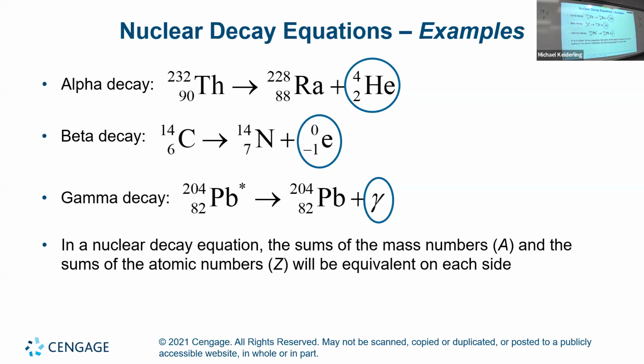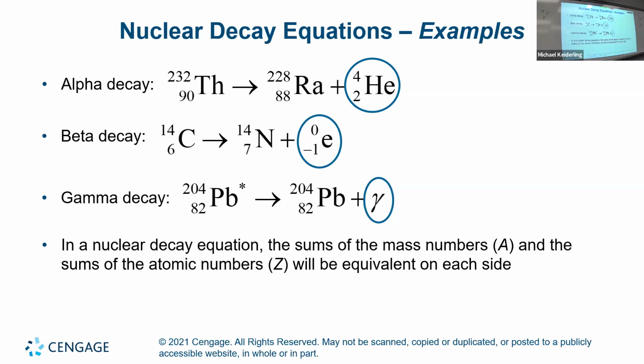You can then also have beta decay. That's what carbon-14 does. So carbon-14 changes into nitrogen-14, converting one of its neutrons into a proton and emitting an electron. That's beta decay. You could also have the opposite. You could have a proton turn into a neutron and emit a positron. And then you have gamma decay, where, for example, energized lead-204-82 decays to ground state lead-204-82 and it releases a gamma ray.